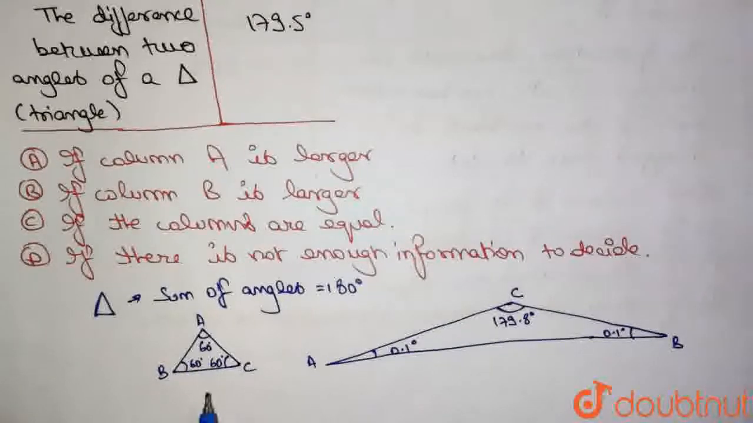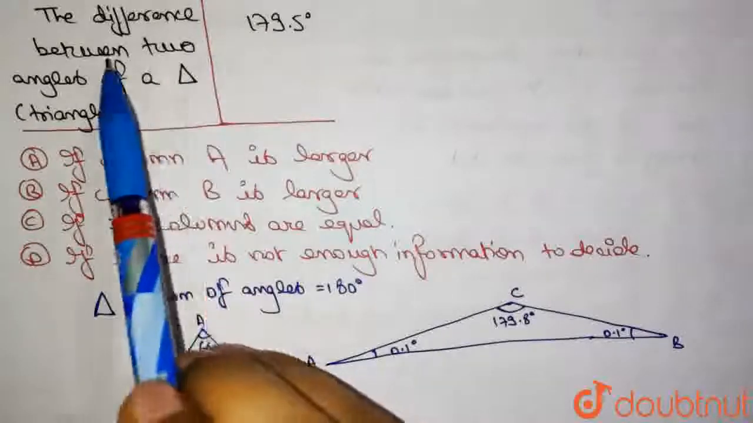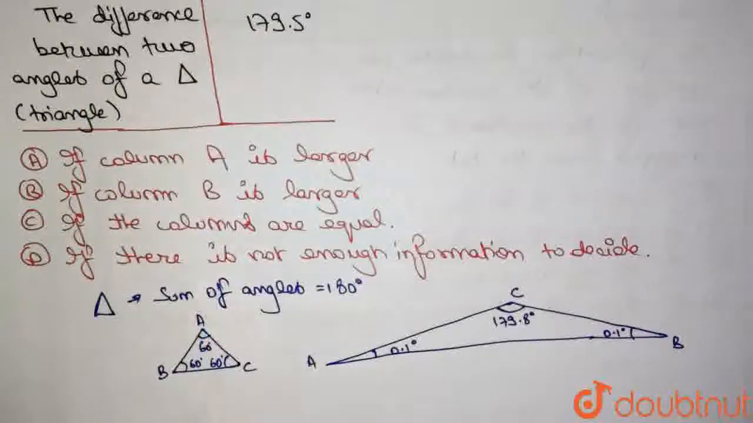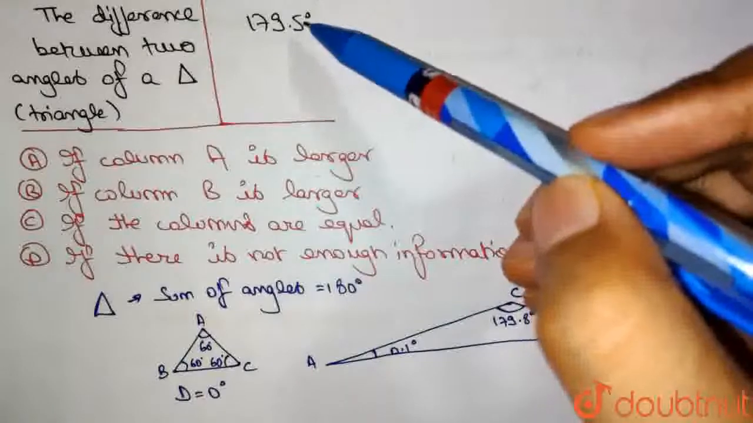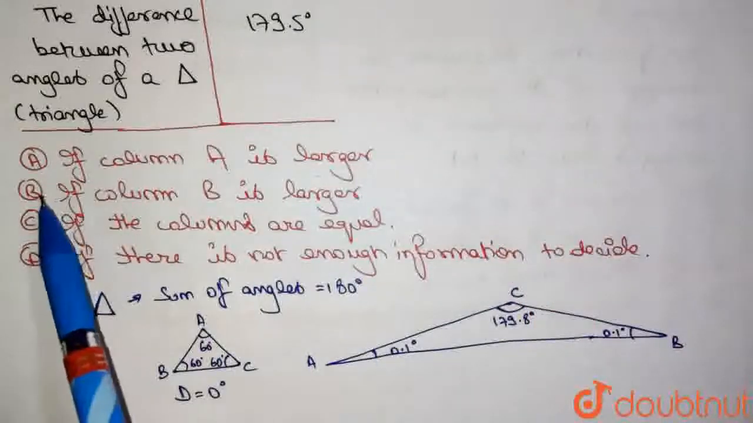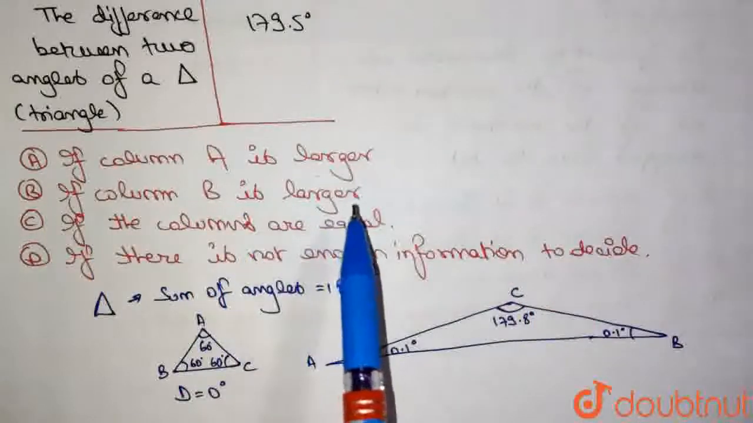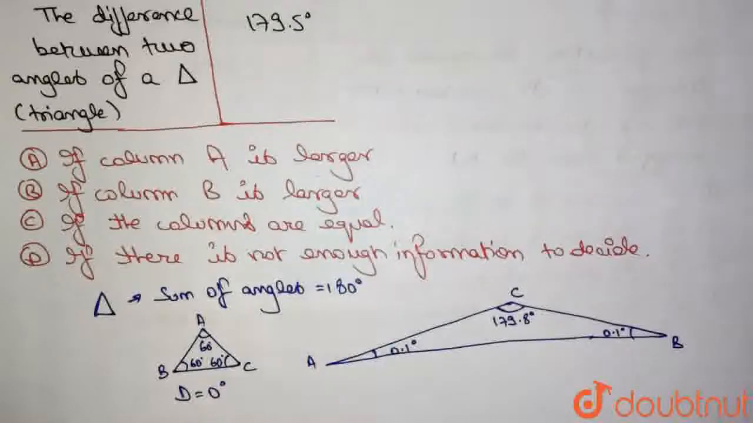Now if we look at these two different cases, what is going to be the difference between two angles of a triangle? Here the difference is obviously going to be 0, because 60 minus 60 is 0, and any two angles we take over here, the difference is going to be 0 degrees. So here the difference is 0 degrees and column B is 179.5 degrees, so we are tilting towards the second option, option B, which is if column B is larger. But let us have a look at the second case.